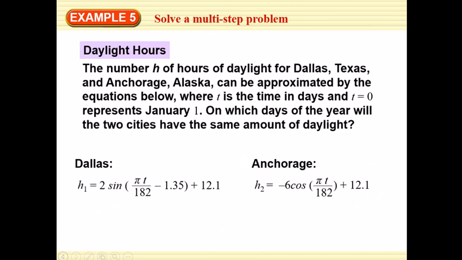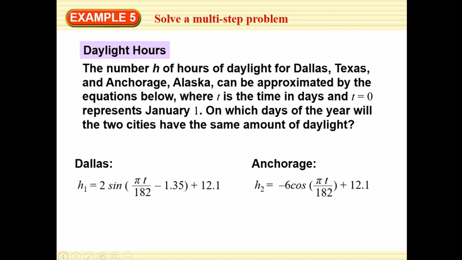So moving forward to example 5, daylight hours. A number h of hours of daylight for Dallas, Texas, and Anchorage, Alaska, can be approximated by the equations below, where t is the time in days and t equals 0 represents January 1st. So if I were to talk about t equals 15, that would be January 15th. Alright, so on which days of the year will the two cities have the same amount of daylight?